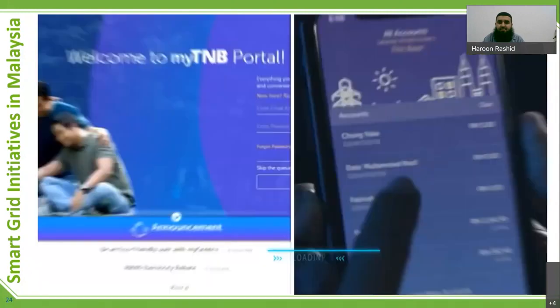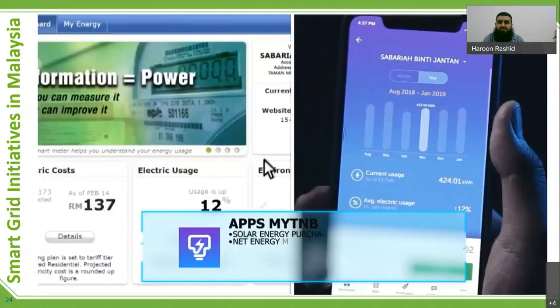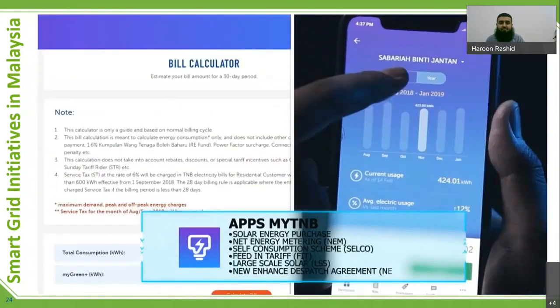Facilitates customer efficiency, various RE integration schemes via TNB.